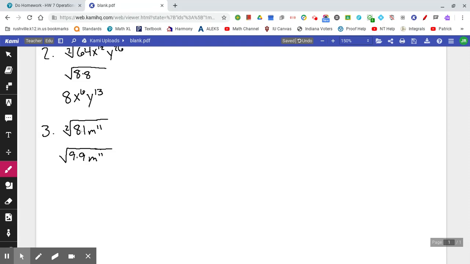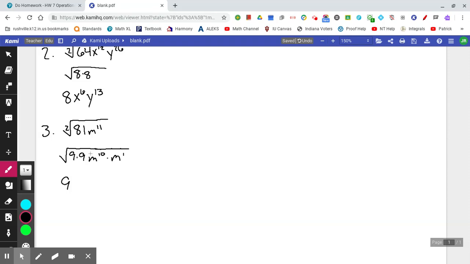So here's what I'm going to do with that. First thing I'm going to do is square root of 81. That's 9. M to the 11th, instead of having this as m to the 11th, I'm going to write this as m to the 10th times m to the 1st. It's your exponent rules with multiplication. What you're really doing is adding. So m to the 10th times m to the 1st is m to the 11th.